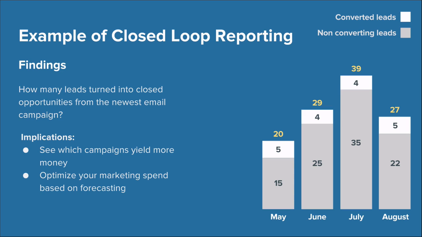So you can see in May, if we were running that same lead nurturing campaign, the gamification campaign that we looked at earlier, how many leads did that produce that closed? Well, it produced 15 that didn't close and 5 that closed. So, not a terrible conversion rate. Then in June, our conversion rate went down. We produced 25 that didn't close, 4 that closed. And that way, we can look at these numbers and have historical data to predict what's going to happen in the future. And that's essentially how sales works. That's how sales makes a lot of their forecasts based on previous data.